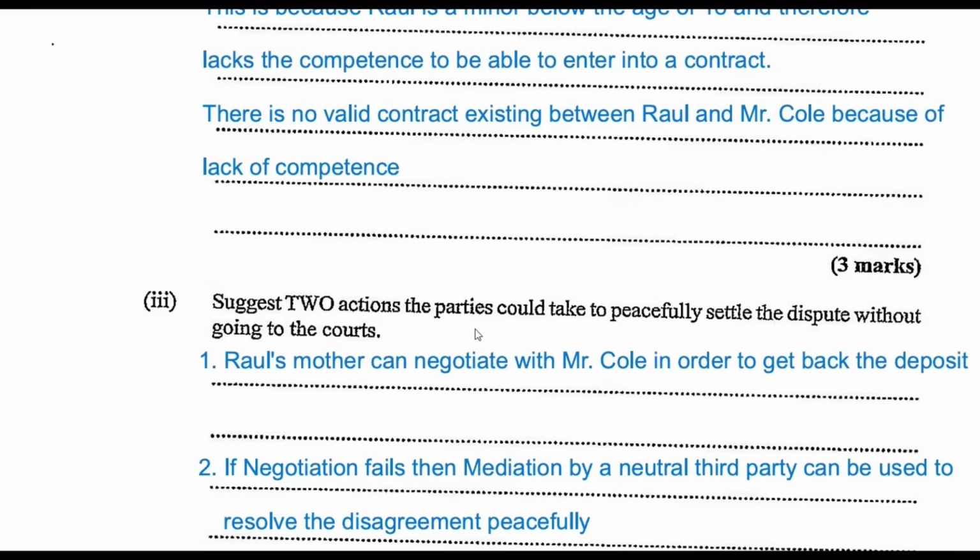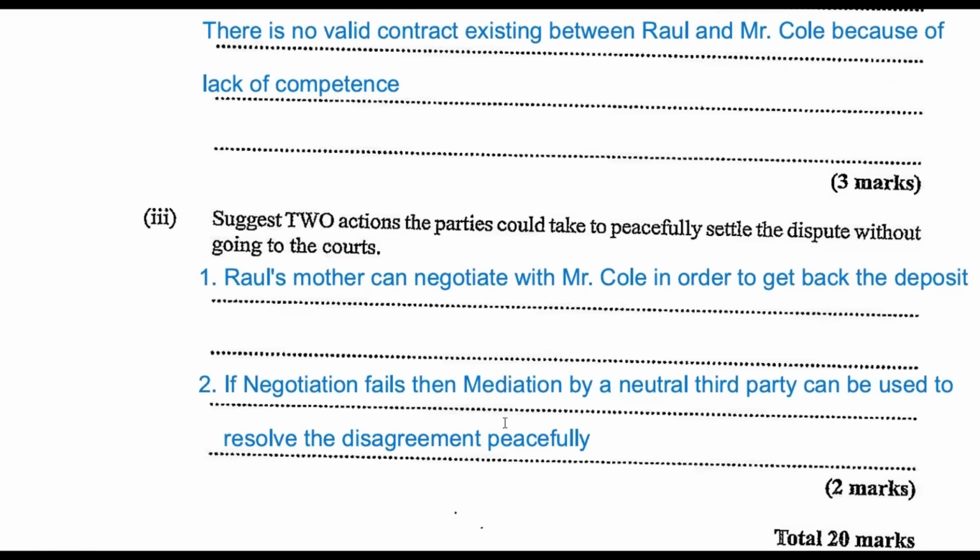Now, it suggests two actions that they could take to peacefully settle the dispute without going to court. Now, this is a bit of conflict resolution that we are looking at here. So, one way that they could settle this dispute is that Roll's mother can negotiate with Mr. Cole in order to get back the deposit. And if negotiation fails, then mediation by a neutral party can be used to resolve the disagreement peacefully. Yeah, guys, these are ways exactly to settle disputes.